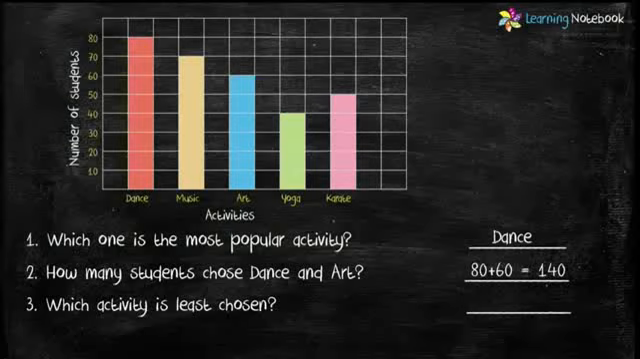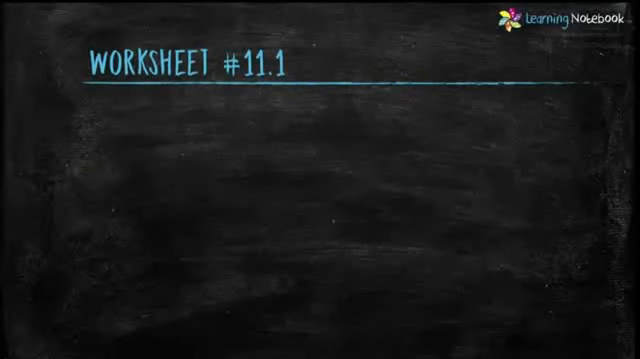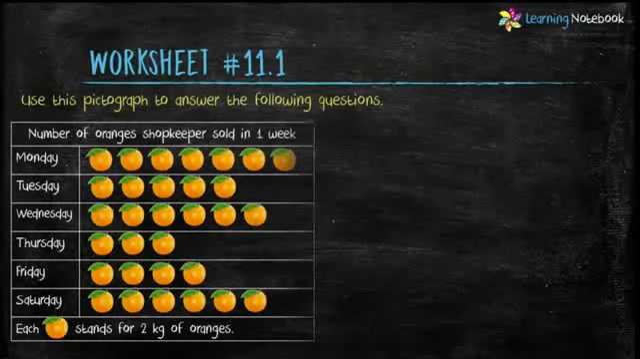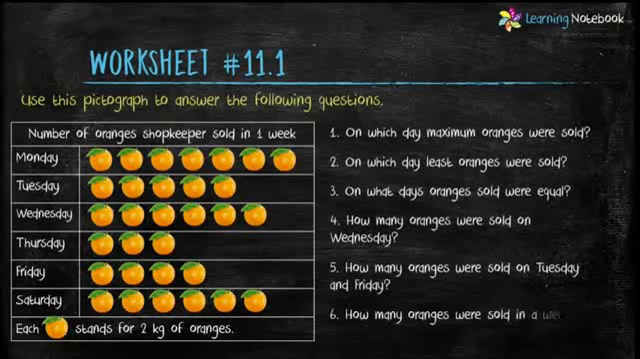Now, next question is, which activity is least chosen? Students, as we can see, the smallest bar is of yoga. So yoga is the activity which is least chosen. Next question is, how many students chose music activity? So let's see the bar for music. It is representing 70 students. So answer is 70. So in this video, we learned the meaning of data and how to represent and interpret data through list, pictograph and bar graph with the help of examples.